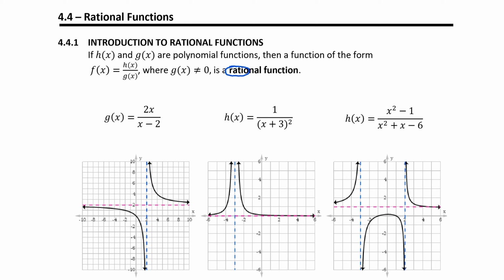Rational functions have very interesting graphs, as you can see. Unlike polynomial functions, rational functions have breaks and jumps. These breaks are separated by boundary lines. Looking at the graphs below, the boundary lines have special names. On this first example, g of x equals 2x over x minus 2, this graph has a vertical dashed line, or a boundary line, known as a vertical asymptote.